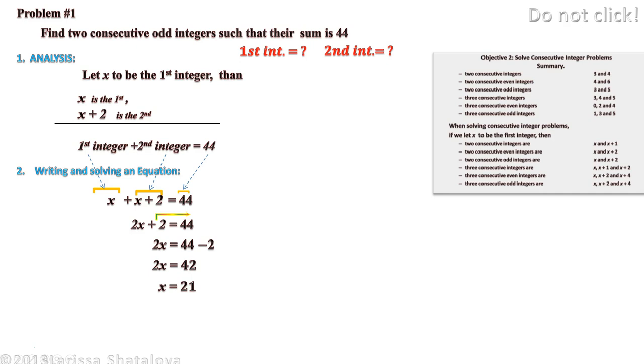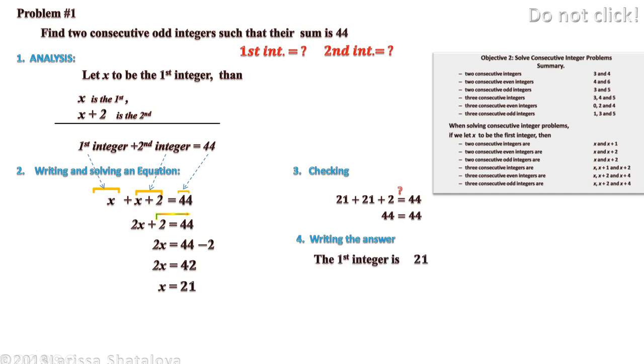But then checking. We have to replace x's in our original equation by 21 and check if it is true or not. 21, 21 and 2, it's really 44. So now we can show the answer. The first integer is 21 and the second integer would be 2 units greater, so it will be just 23.